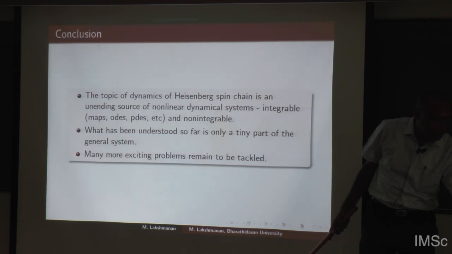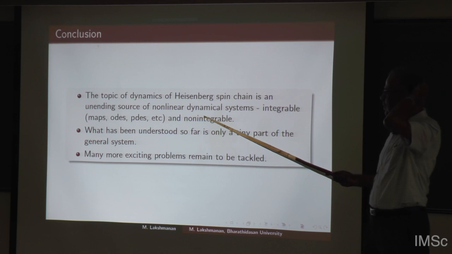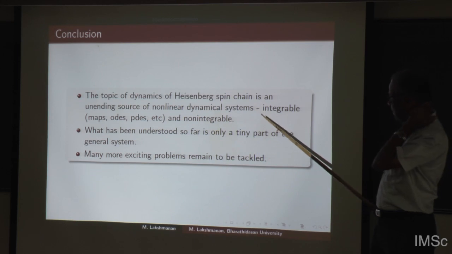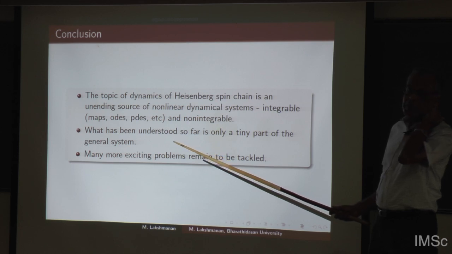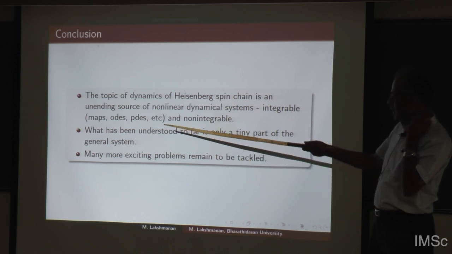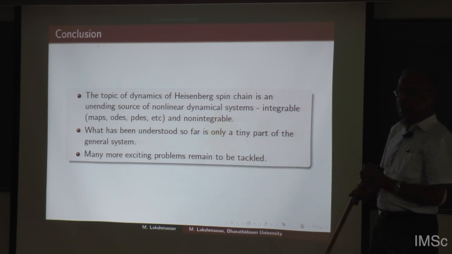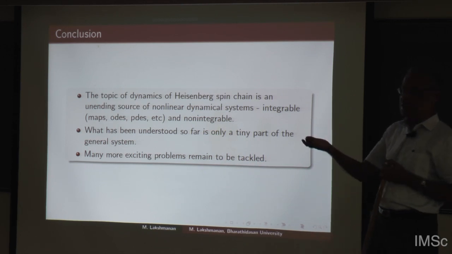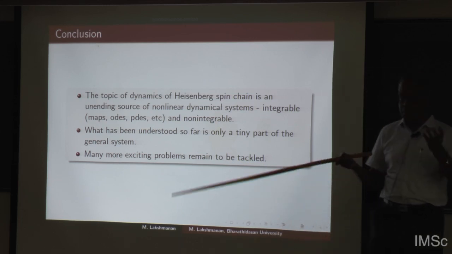I will only conclude by saying that the topic of dynamics of the Heisenberg spin chain is an unending source of nonlinear dynamical systems. I have tried to quickly point out the type of integrable and non-integrable systems one can encounter by studying this Heisenberg spin chain: integrable maps, ODEs, PDEs, etc. There are also very interesting non-integrable systems exhibiting bifurcations and chaos. What has been understood so far is only a tiny part of the general system. As you might have seen, many more exciting problems remain to be tackled. Thank you very much for your attention.